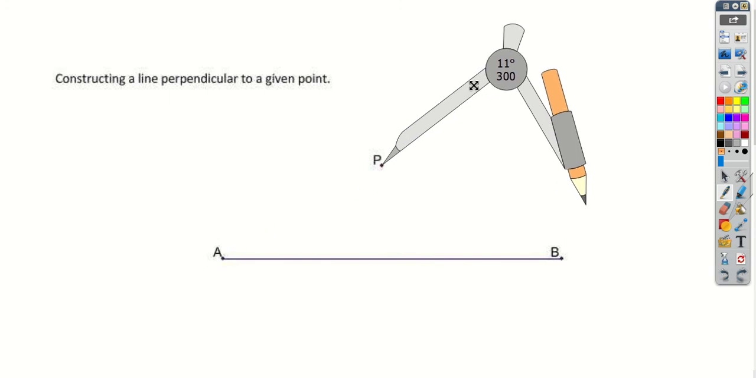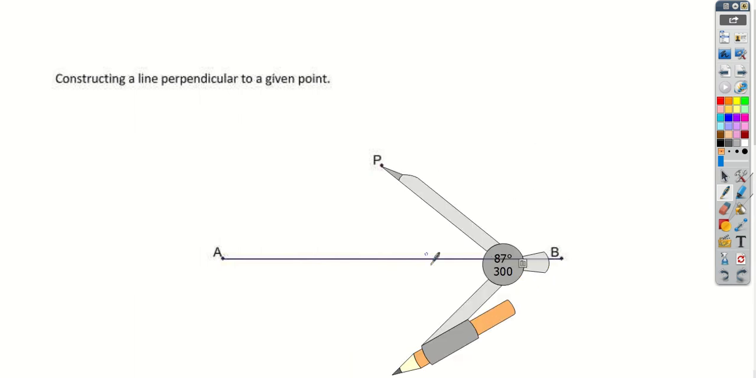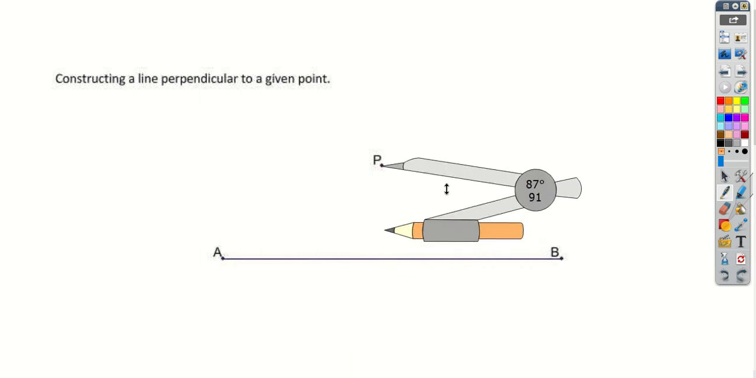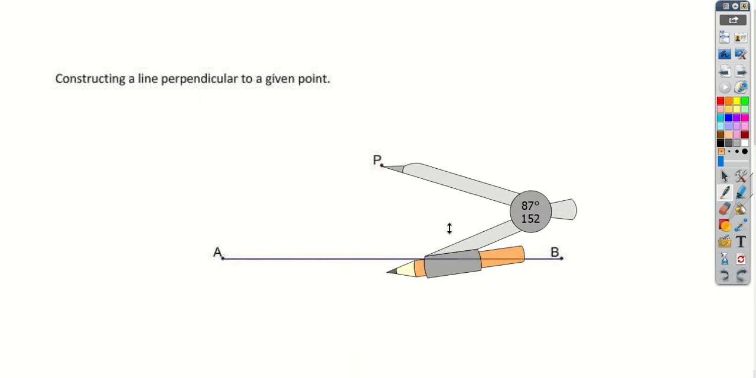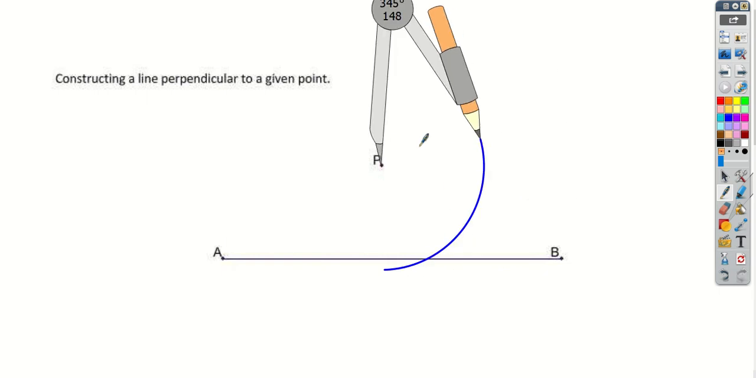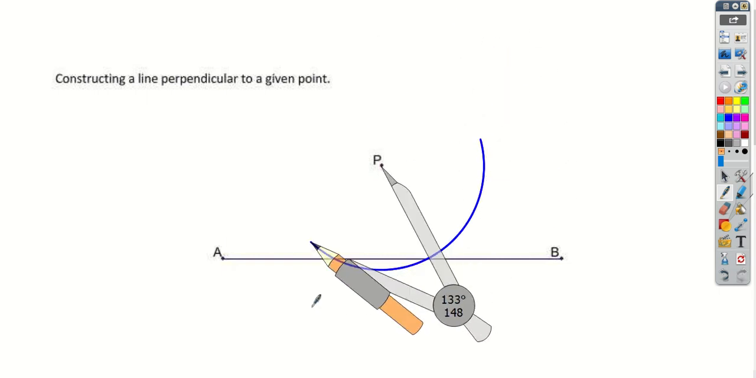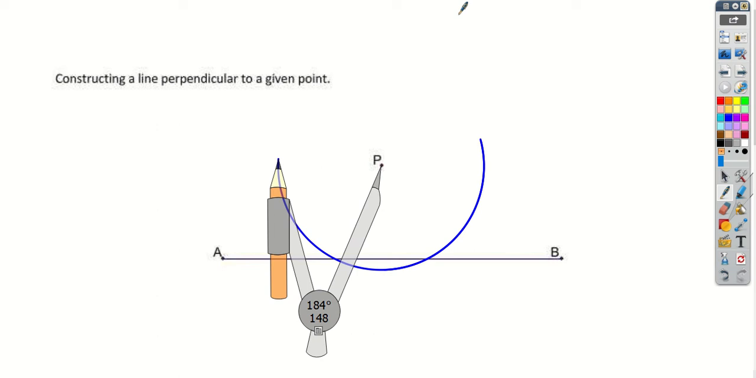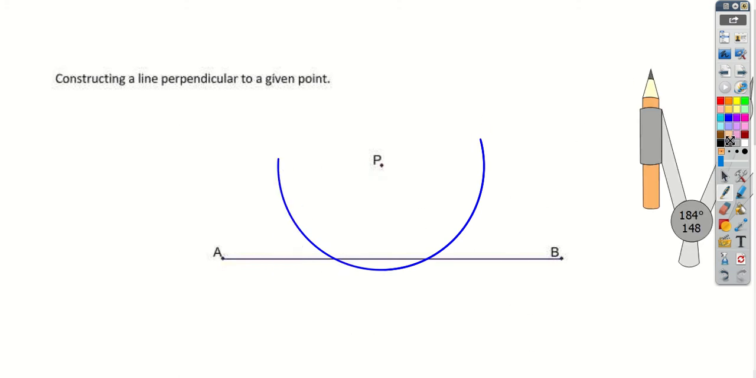So what we're going to do is draw a circle around P, all right? And we want our circle to cross through this line twice. Got to make sure we extend our compass so it just passes AB, and we're going to draw a circle. Now, we don't have to draw the whole circle. We need the part that crosses through the line. You can draw the whole thing if you want, okay?